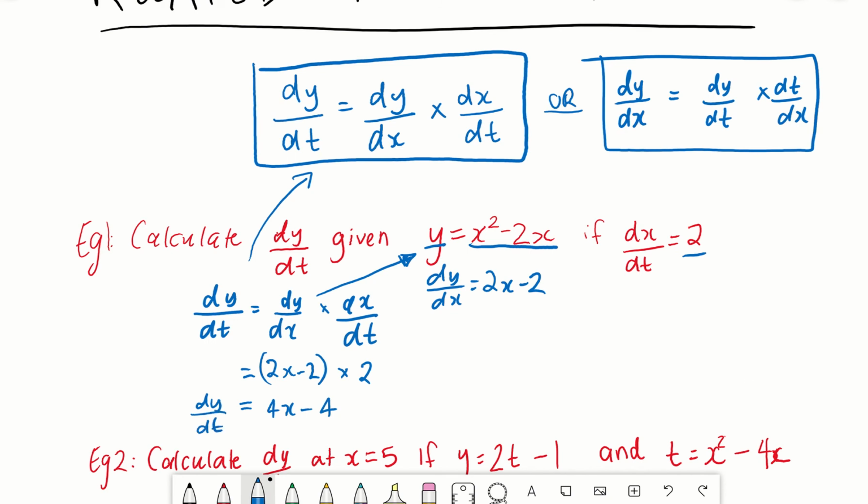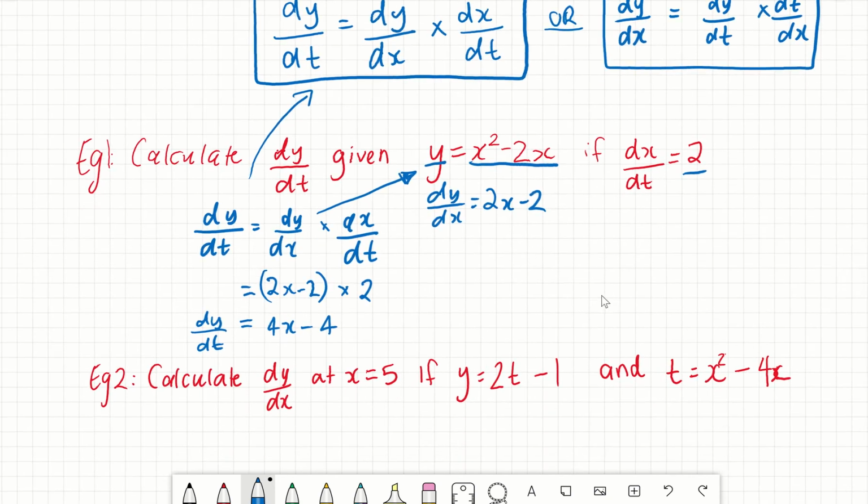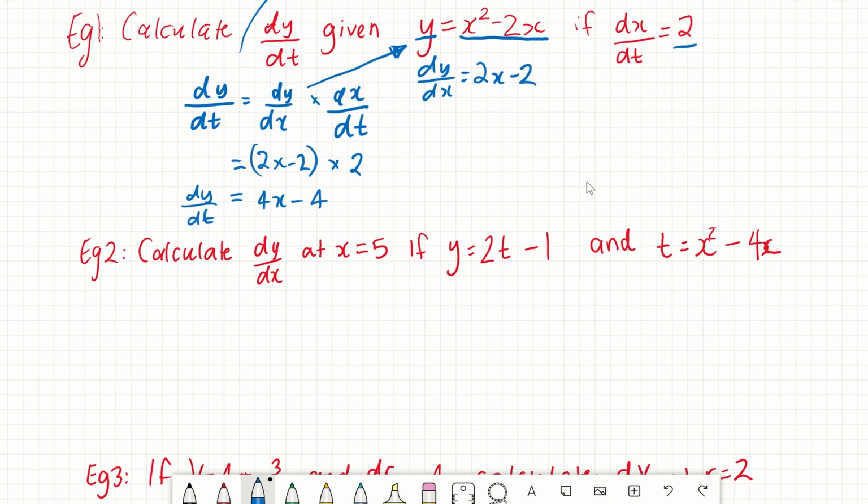So we can find that without having an equation y equals in terms of t's. Okay, so we can find the derivative of whatever that equation is without actually knowing the equation, as long as we have enough other information. So let's have a look at another one, just to get your head around it a little bit more.